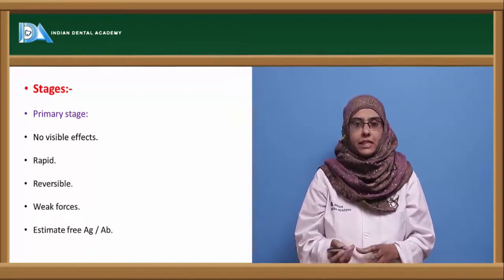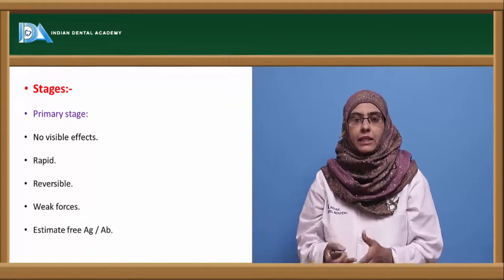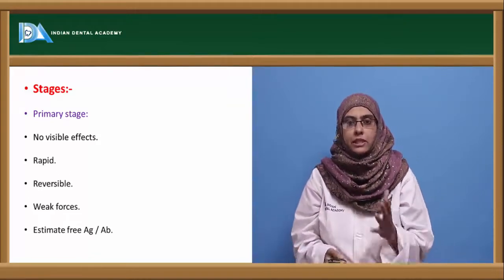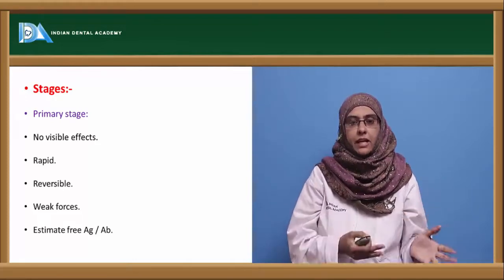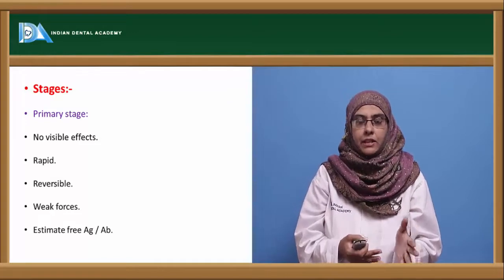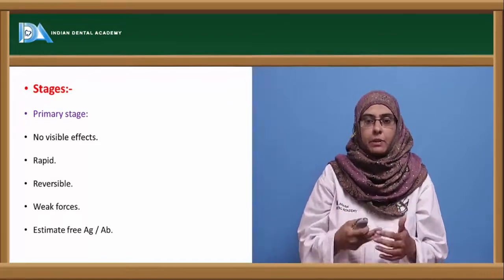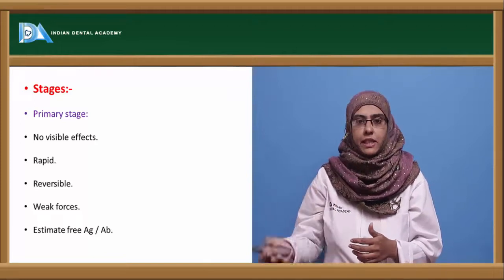Now coming to the stages. What are the different stages that are required to see this antigen antibody interaction? It is not a single step where you can see the interaction taking place between antigen and antibody. Though they might react immediately, they will not be seen in an observable manner unless it is a secondary stage.